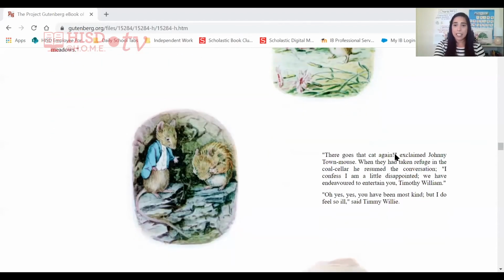He's telling him the differences of the countryside and the town.